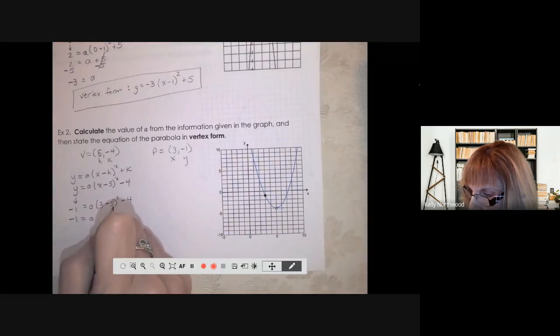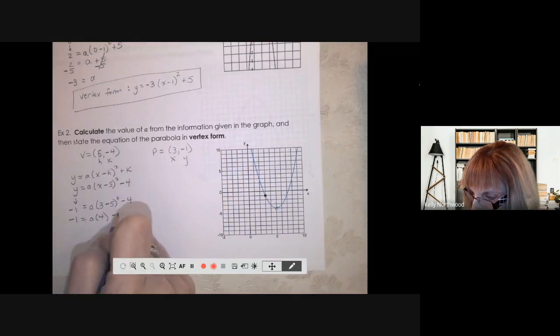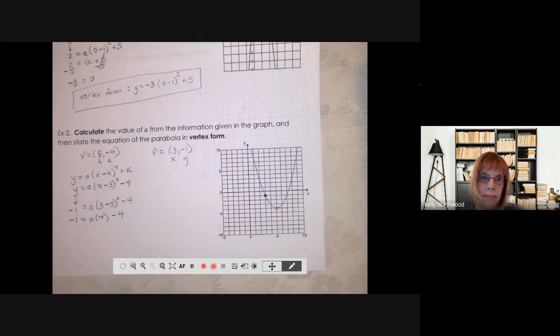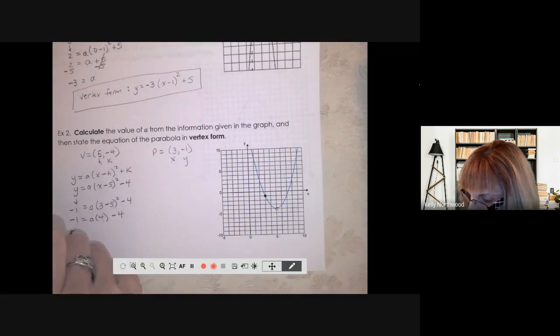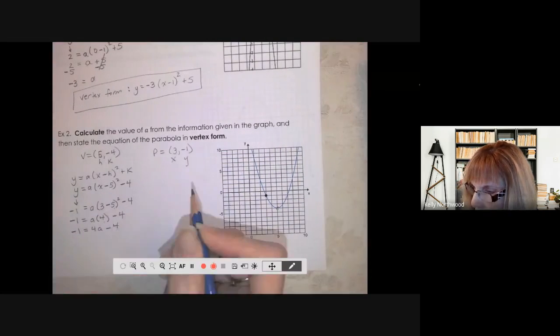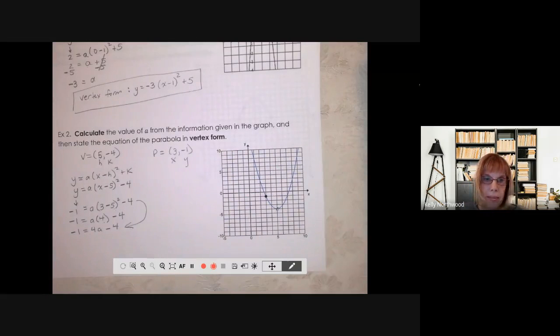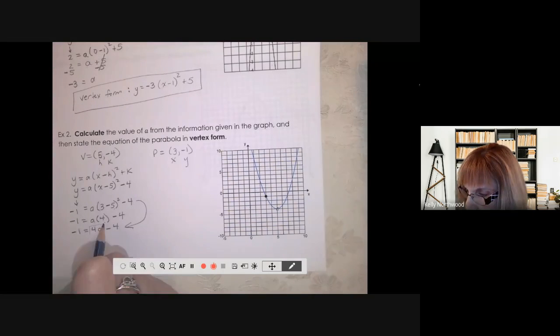So 3 minus 5 is -2. -2 squared. Remember, when you square a negative number, you get a positive. And A times 4 is just 4A. And you could have gone straight from here to here if you're okay doing that. So now we've got like a grade 9 two-step equation.